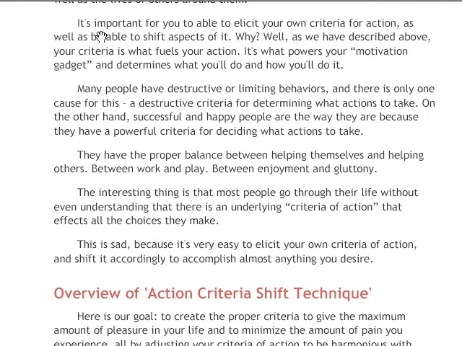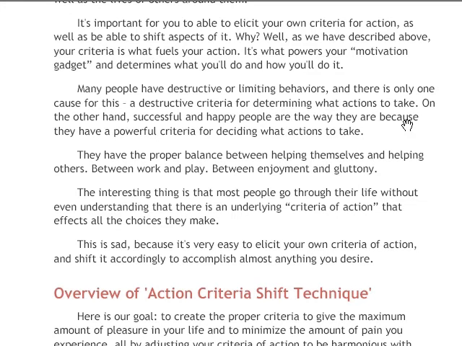Okay. It's important for you to be able to elicit your own criteria for action, as well as be able to shift aspects of it. Why? I come right out and say it in this chapter, and I recommend you do too. You don't have to dress everything up. You just come right out and say it. Why? Well, as we described above, your criteria is what fuels your action, what powers your motivation gadget. Do you think I used power by accident? No, I tied right into that first motivator. It's what powers your motivation gadget and determines what you'll do and how you'll do it. Many people have destructive or limiting behaviors, and there's only one cause for this: a destructive criteria for determining what actions to take. So I'm telling them this is why you want to learn this, to eliminate this.